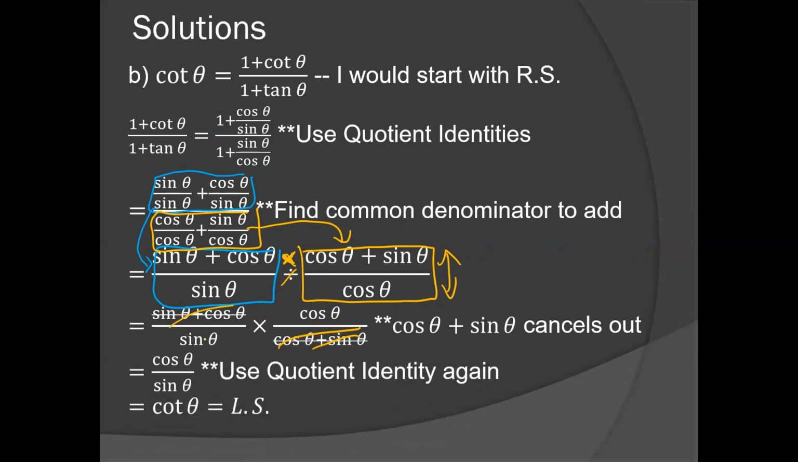And what's cos theta over sine theta? Well, cos theta over sine theta, we know, is equal to the cotangent of theta. And that is equal to the left-hand side. So that means that the right-hand side is equal to the left-hand side. So we have proven our identity there.